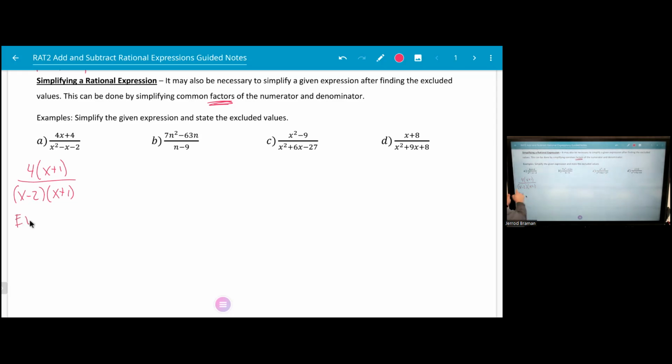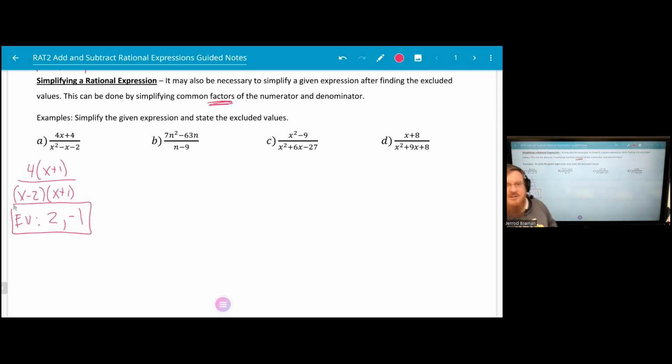Well, if x minus 2 equals 0, that x would be 2. I also have, if x plus 1 equals 0, x would be -1. And those are the two values that would give us some real problems in the denominator. So we're going to exclude those from our domain set. And now we're going to look to simplify.